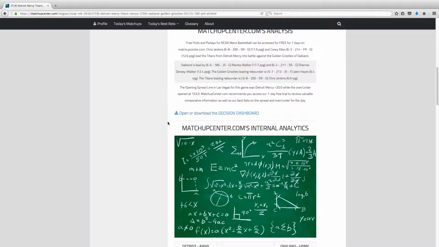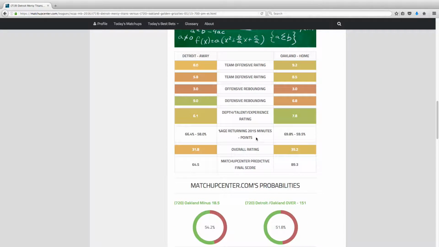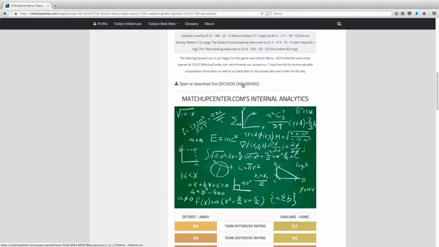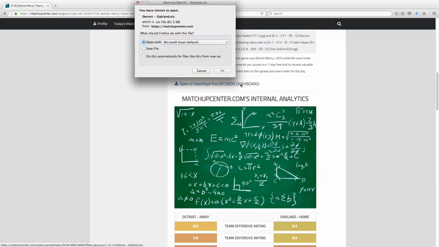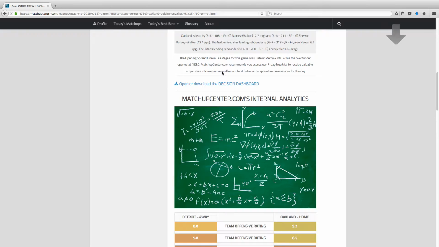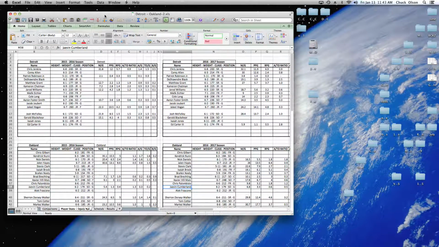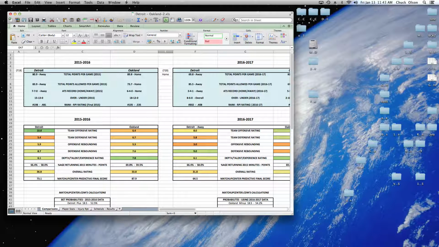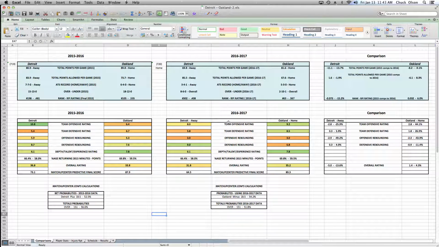The best place and the only place I recommend anyone go to is Decision Dashboard. However, if you don't have time, you can get some thumbnail information here, but that's still going to be inadequate to invest your hard-earned money. So we're going to go to the Decision Dashboard. It comes up as an Excel spreadsheet. It is a spreadsheet which has three tabs. One tab is a comparisons, one tab is about the players and the rosters, an injury report, and another tab is the actual schedules and results.